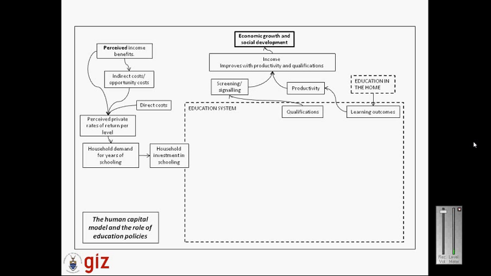A big issue in economic growth theory and in the human capital model is the contribution made by positive externalities to growth and social development. Positive externalities are basically positive effects that were not intended. When households invest in education, they're thinking about the benefits just in terms of additional income earned.